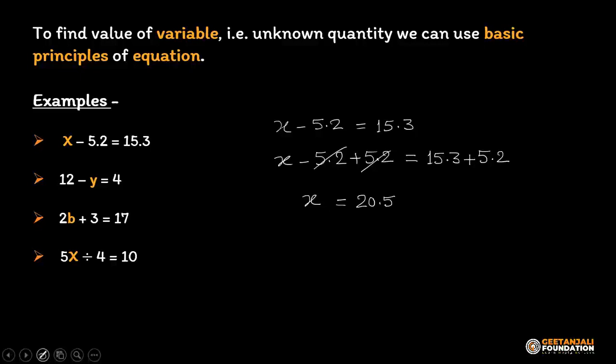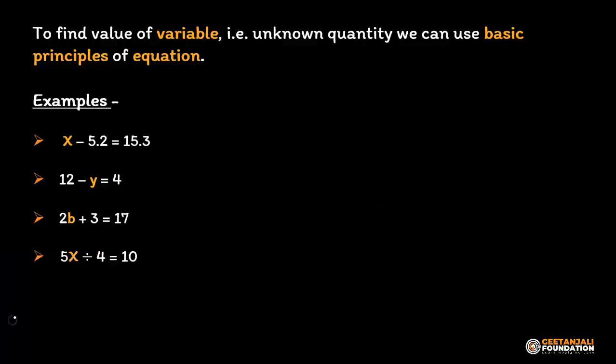Now let's take the second example. Let me erase this. In the second example, we have 12 minus y equals 4. I don't want y negative, I want y positive. So what I can do is apply the basic principle for y. So it will become 12 minus y plus y. I have added y here, so I need to add y to the other side as well. So I have added y to both sides. Now this will get cancelled, and here we have 12 equals 4 plus y.